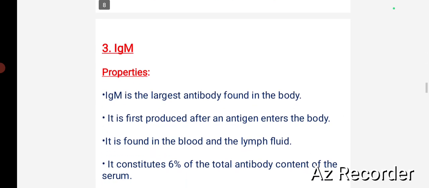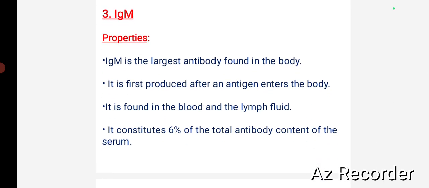Next, move on to type 3, IgM. Properties of IgM. The IgM is the largest antibody found in the body. It is first produced after an antigen enters the body. When any pathogen enters our body, immediately the IgM type of immunoglobulin is produced. It is found in the blood and also lymph fluid, which constitutes 6% of total antibody content of the serum.